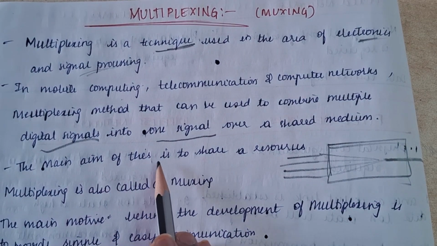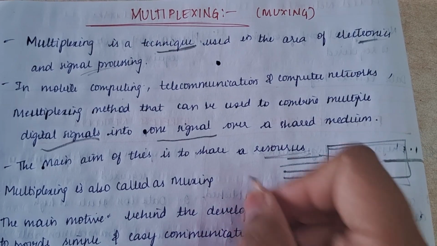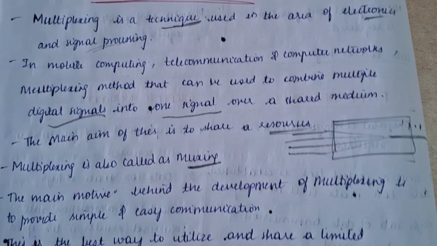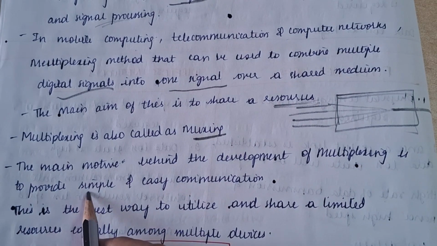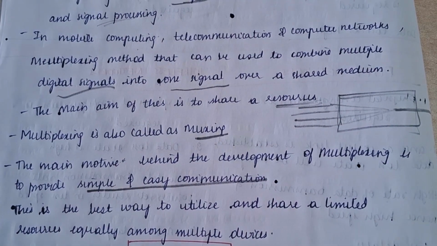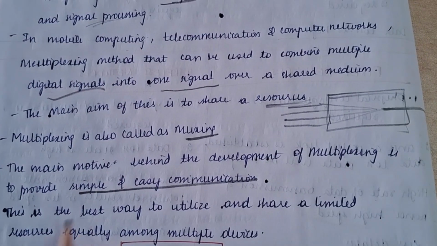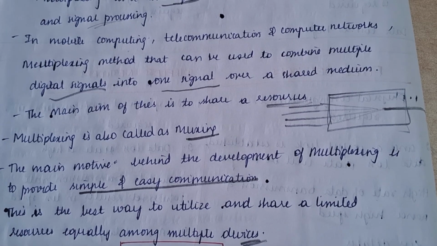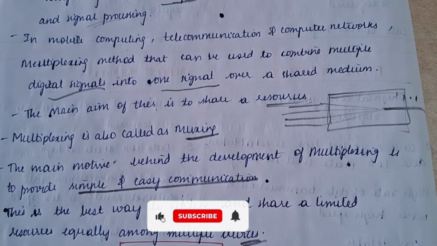The main aim of this is to share resources. The main aim of multiplexing is shared resources, and it is also called muxing. The main motive behind the development of multiplexing is to provide simple and easy communication. It is the best way to utilize and share limited resources equally among multiple devices. To provide equal resources to multiple devices, multiplexing is used.